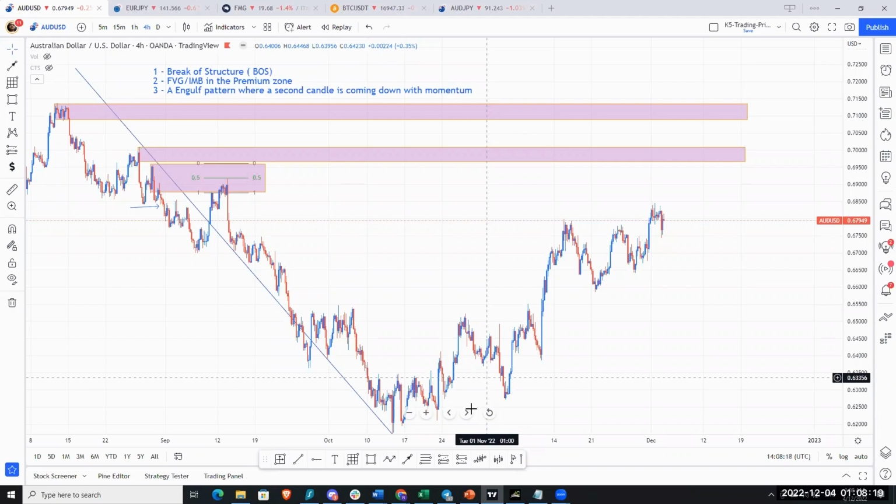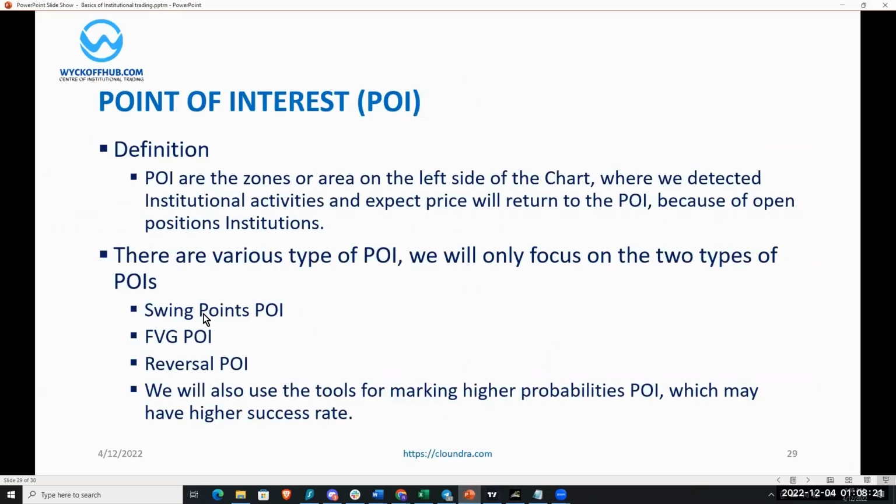And then we still have to cover our reversal point of interest and fair value gap point of interest. Fair value gap point of interest is quite an easy one. Maybe I can cover it very, very quickly, but the reversal one needs a little bit of time to understand and a little bit of time to explain. So yes, I have to do another video on the point of interest.